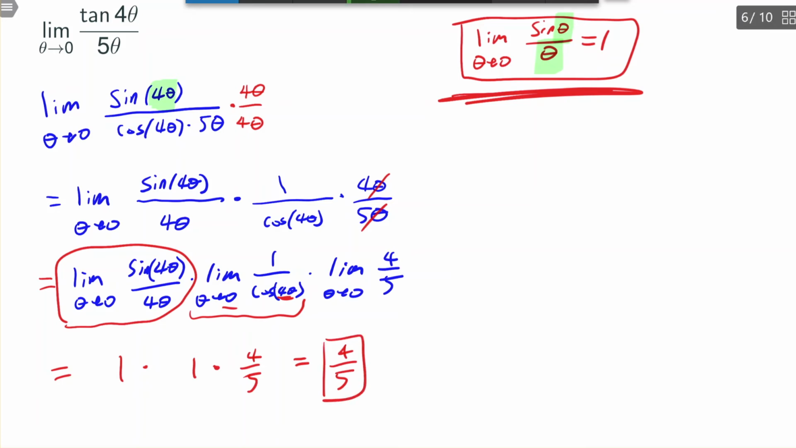So let me emphasize here that we need to keep the limit sign until we evaluate the limit. And it's important to be able to show this work. It's not just about the correct answer.